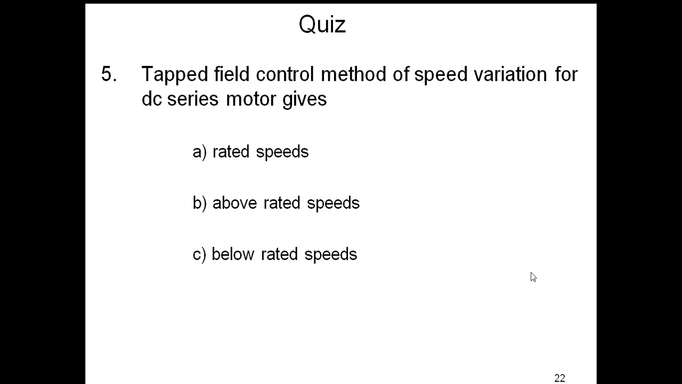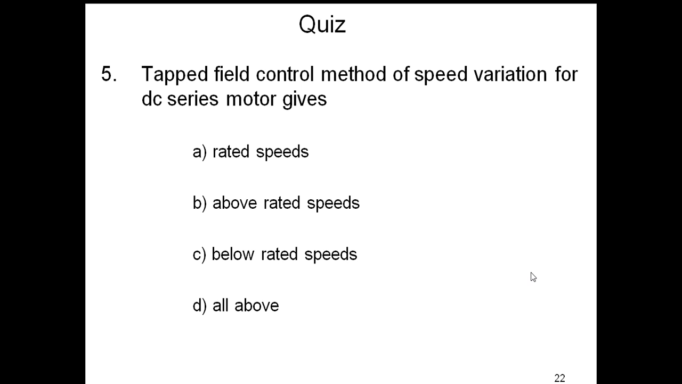Now let us see the next question. Tapped field control method of speed variation for a DC series motor gives option A rated speeds, option B above rated speeds, option C below rated speeds, and option D all of the above.